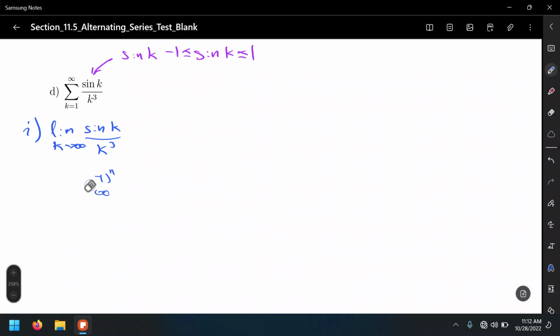So another way to compute this limit is by rewriting it the following way. Would you agree that this is the same as saying the limit of 1 over k squared times sine k over k? I know it's a weird factorization here, but there's a purpose to this factorization. That means the limit of a product is the product of the limits.